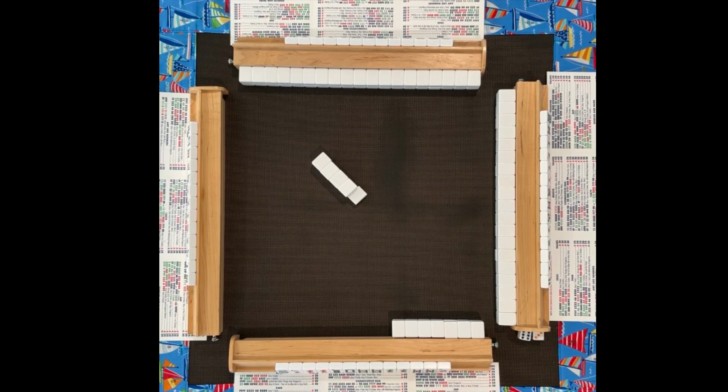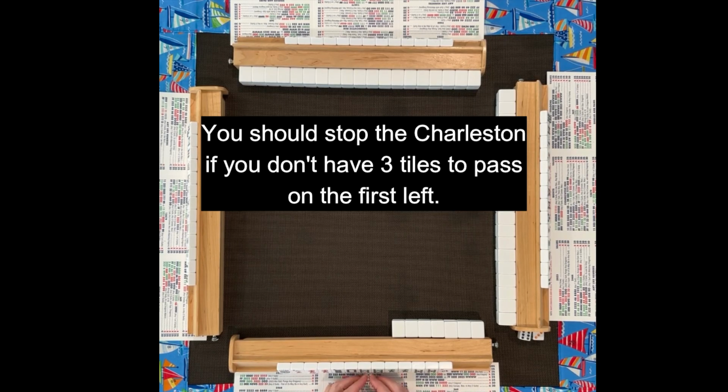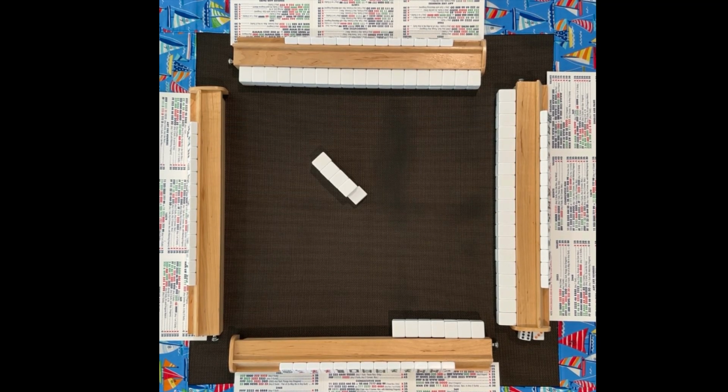Now, why would we want to stop the Charleston? Well, we would want to stop the Charleston because we don't have 3 tiles to pass. We actually got in such great tiles for our hands that we do not have 3 tiles to give up. But if you have 3 tiles to give up, you should continue. That's the smart way to play.